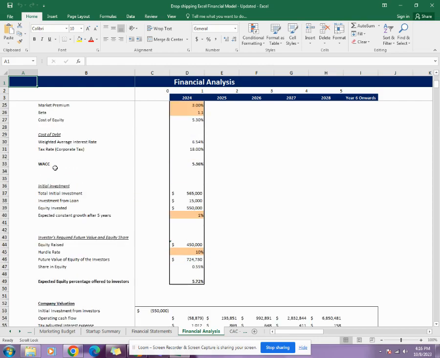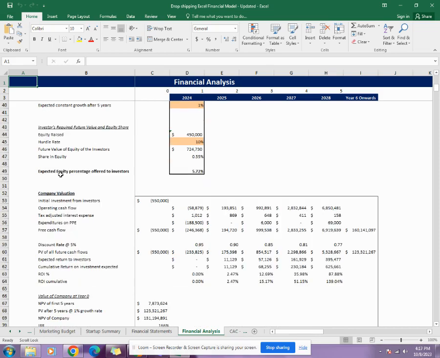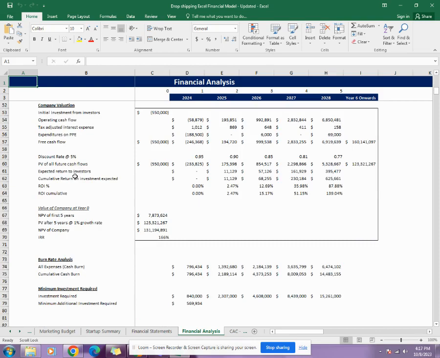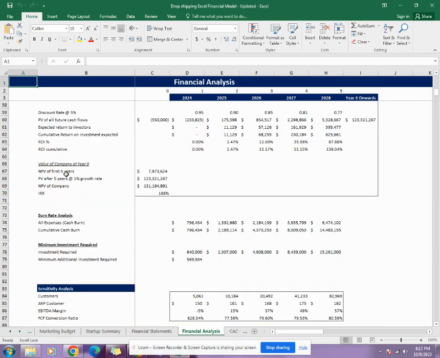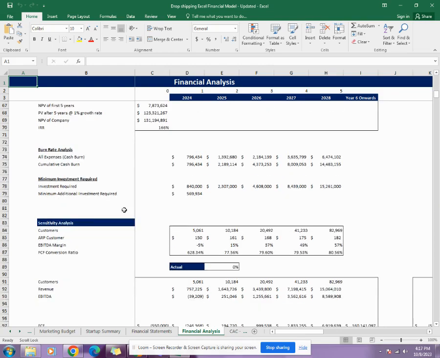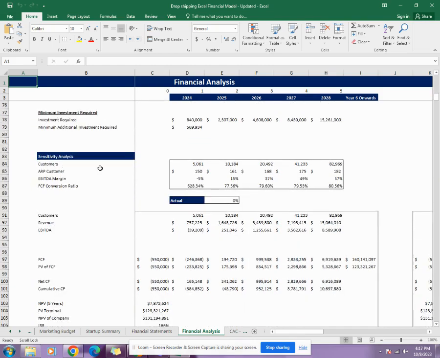WACC, weighted average cost of capital, as well as the company's expected equity percentage that they can offer to the investors. It also gives you the NPV and IRR of the business, burn rate, and the minimum investment that would be required. Then comes the sensitivity analysis.